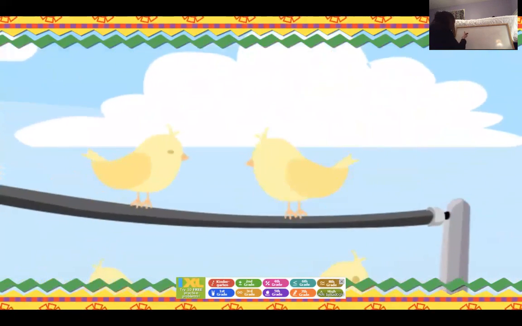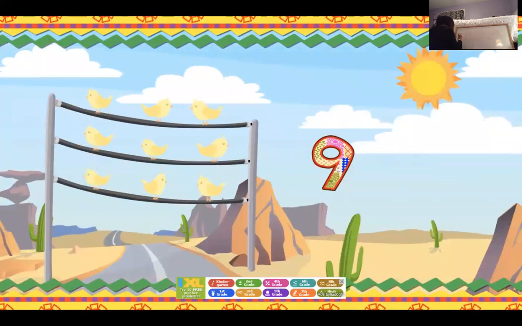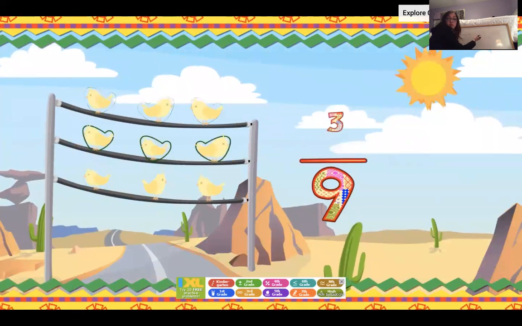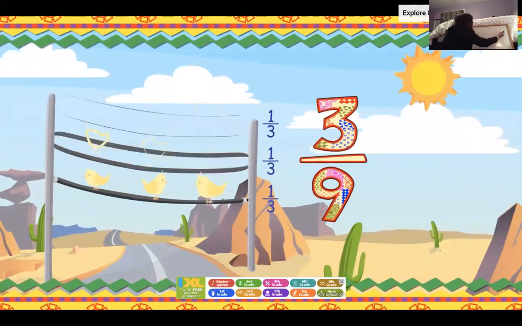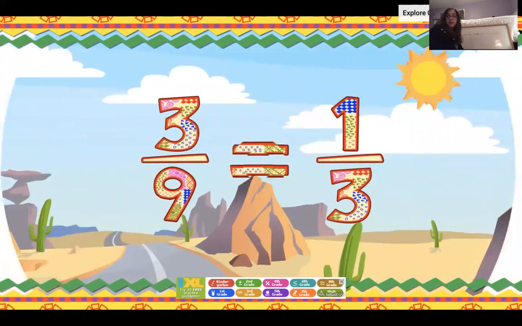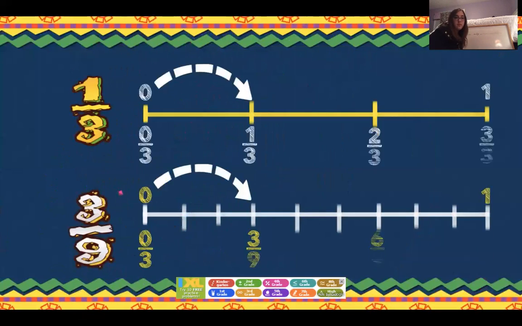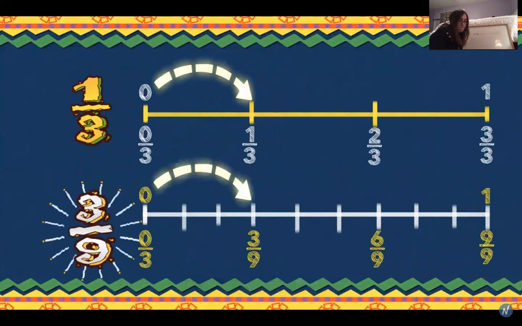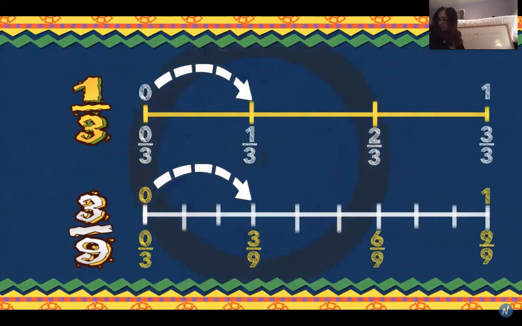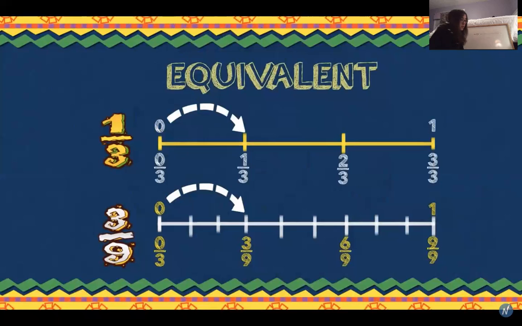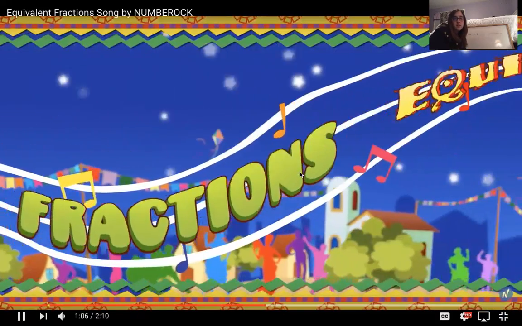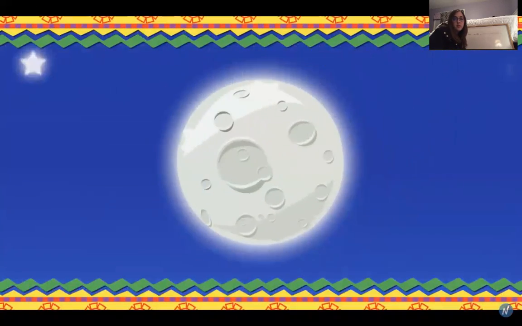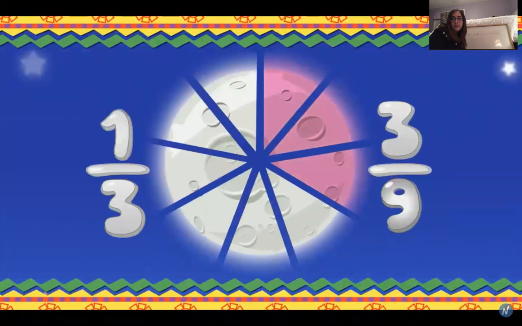Once upon a time, there were 9 canaries on telephone wires sitting down in 3s. Each wire contained 1/3 of the bird, so 3 nines is equivalent to 1/3. Drawing 1/3 and 3 nines on a number line shows 1/3 equals 3 parts out of 9. Therefore, equivalent is the word that describes 3 nines and 1/3. Equivalent fractions is the name for fractions whose values are the same.